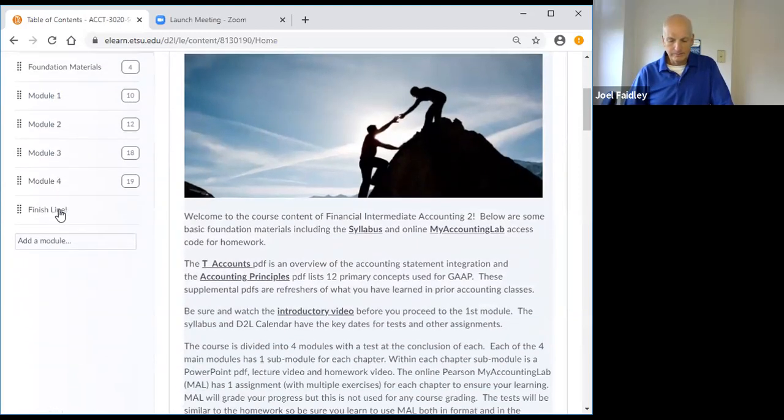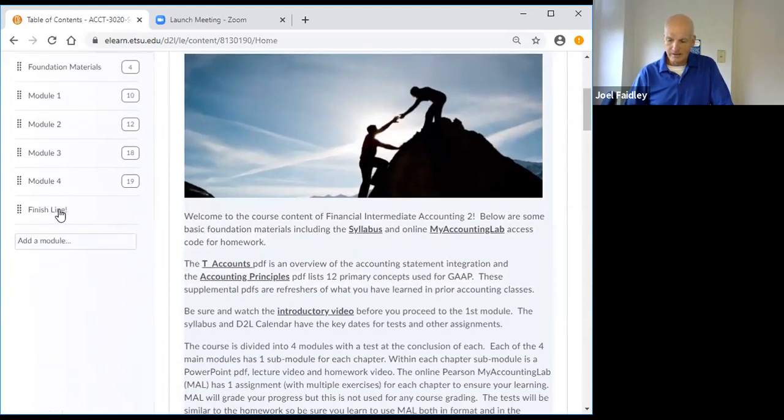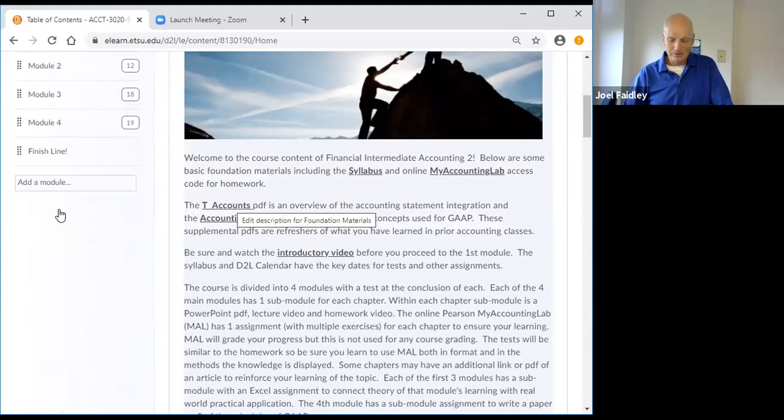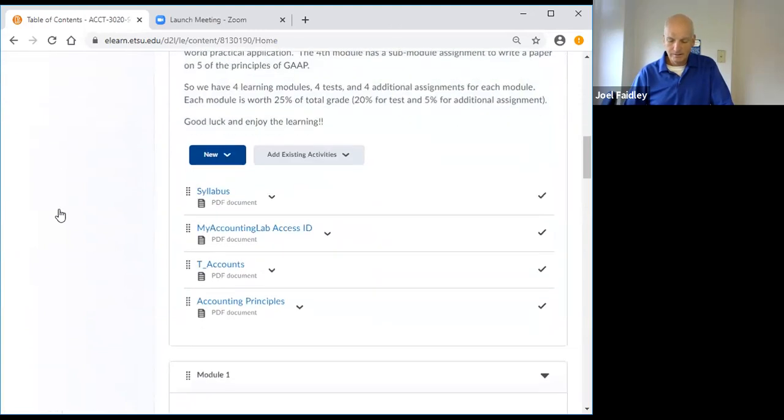All right, so here at the beginning, foundation materials, and that's me helping you up the mountain here of accounting. There's a couple of things I want you to look at. The first one is T accounts. The second one is accounting principles. These are very important PDFs that I've got out there, but before we get to that, let's look at the syllabus.